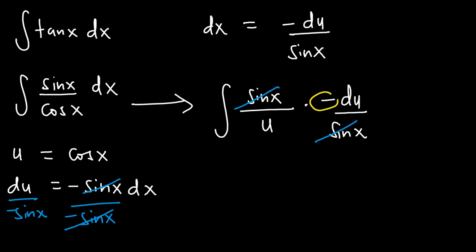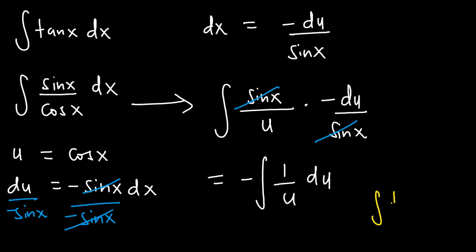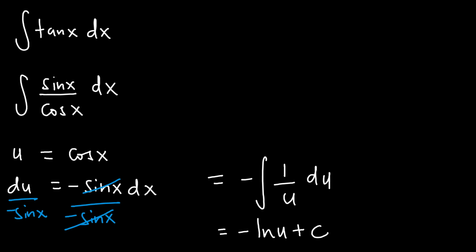And we can also take out negative 1. So we shall have negative integral of 1 divided by u times du. Now whenever you have the integral of 1 divided by x dx, this will be equal to natural log of x. And so the integral of 1 divided by u will be equal to natural log of u. So this will be negative natural log of u plus c. And if we put in the value of u, we shall have negative natural log of cosine x plus c.